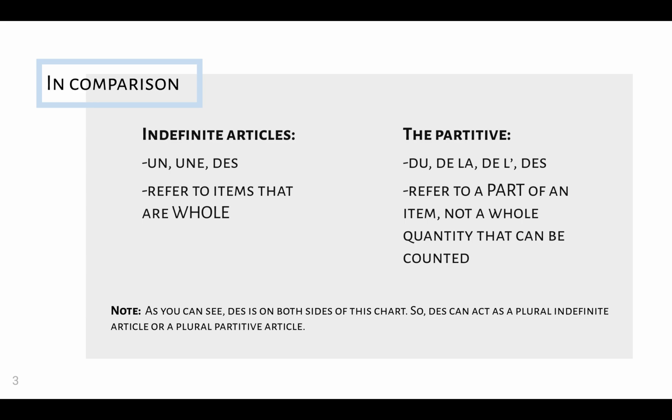So in comparison with indefinite articles. So indefinite articles are un, une, and des. And these refer to items that are whole. But in comparison, the partitive is du, de la, de l', or des. And they refer to a part of an item, not a whole quantity that can be counted. So the difference between these two is an item that is whole and an item that is not whole, and it's a quantity that can't be counted for the partitive.